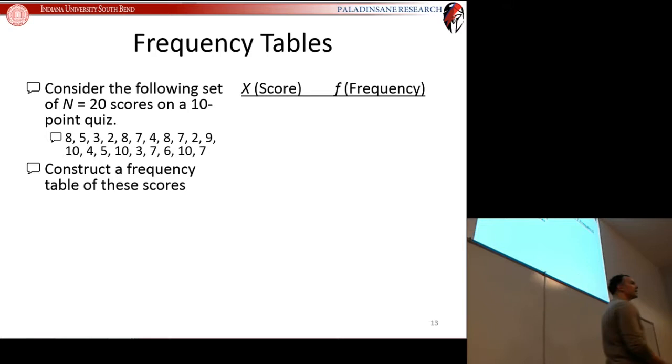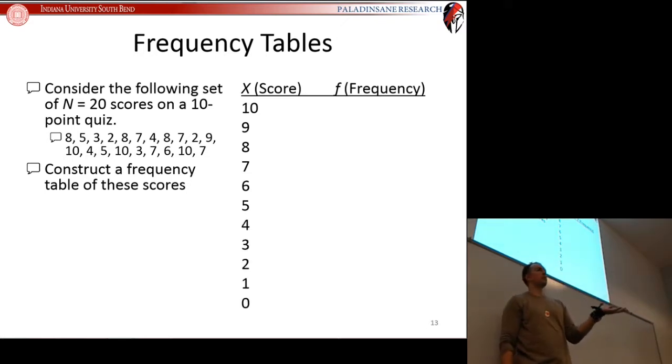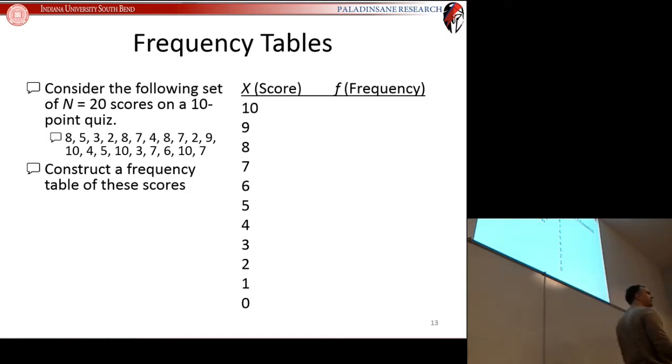So this quiz was out of 10. So a subject could have achieved a score of 10. That's a possible score. They could have achieved a 9 out of 10. That's a possible score. 8 is a possible score. 7 is a possible score. 6, 5, 4, 3, 2, 1. Even 0 is a possible score. So they need to be listed in this column. That is a column of possible scores.